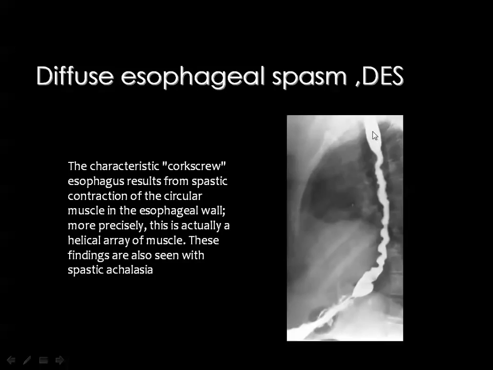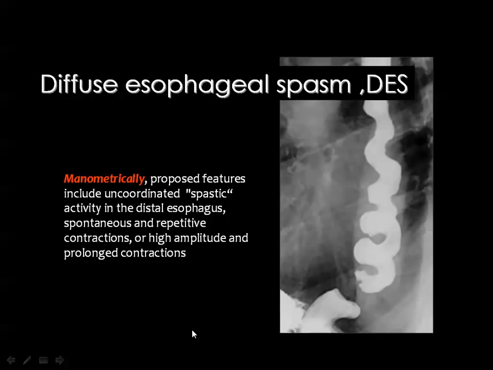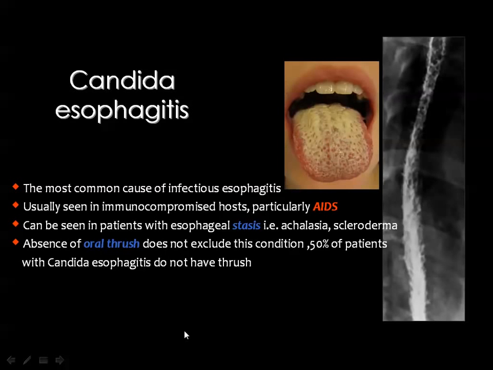And you can see this is a classic appearance, usually seen in elderly patients, and you can see that there are numerous contractions through the esophageal wall. And by manometry, you can measure the pressure through the esophagus, and also monitor these contractions, which are not usually propulsive. They are uncoordinated contractions, resulting in this corkscrew appearance of the esophagus.